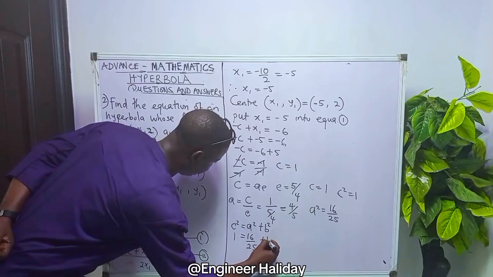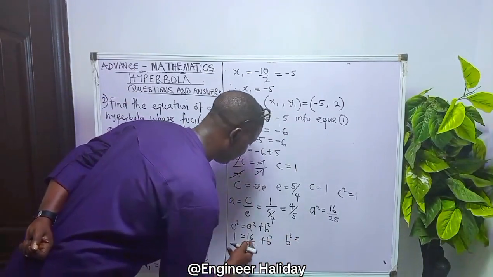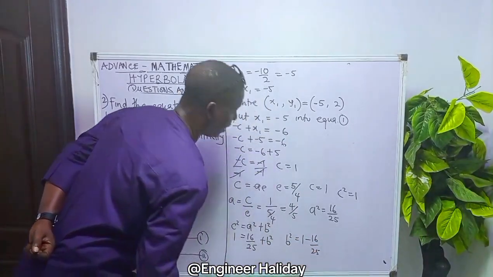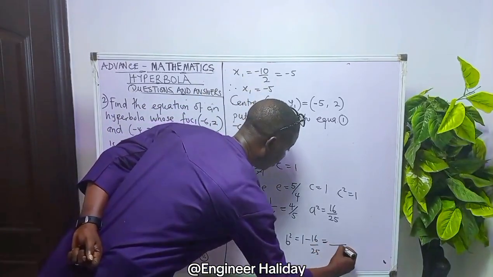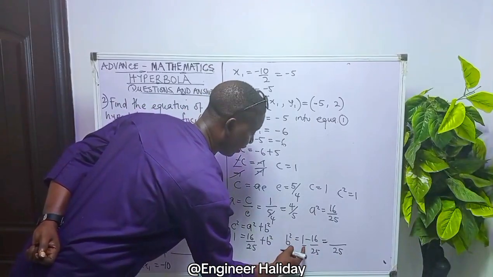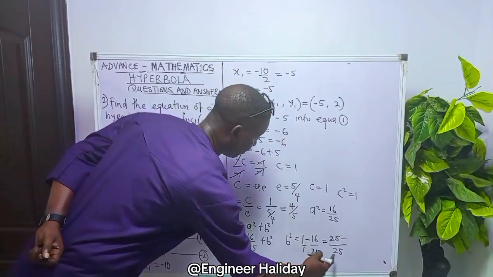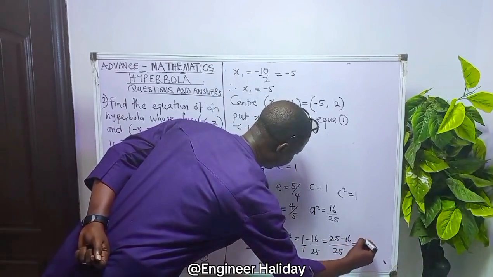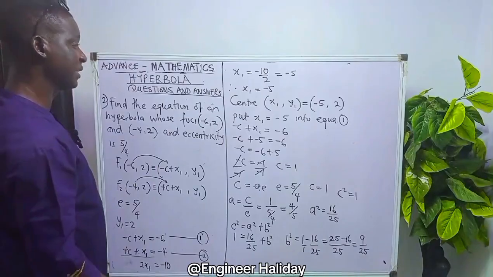16/25 plus b square. Now let us make b square the subject: b square equal to 1 minus 16/25. In that case, what we are going to do is to look for the LCM. LCM is what? 25. 25 divided by 1 equals 25. 25 times 1 is 25 minus, then 25 divided by 25 is 1, 1 times 16 is 16. Thereby 25 minus 16 gives us 9/25. Now that is b square.